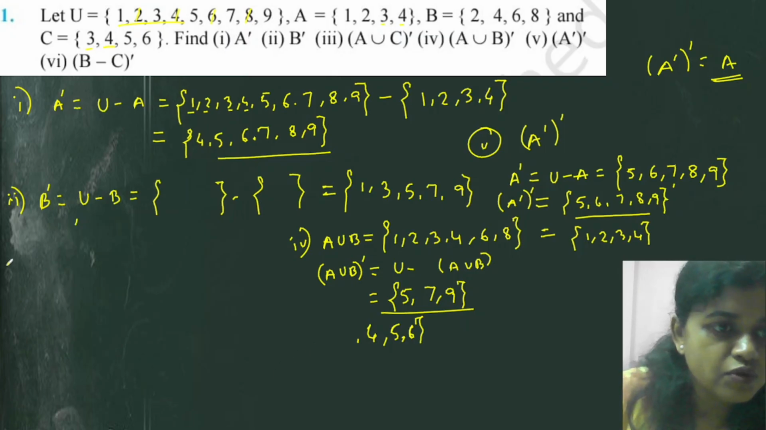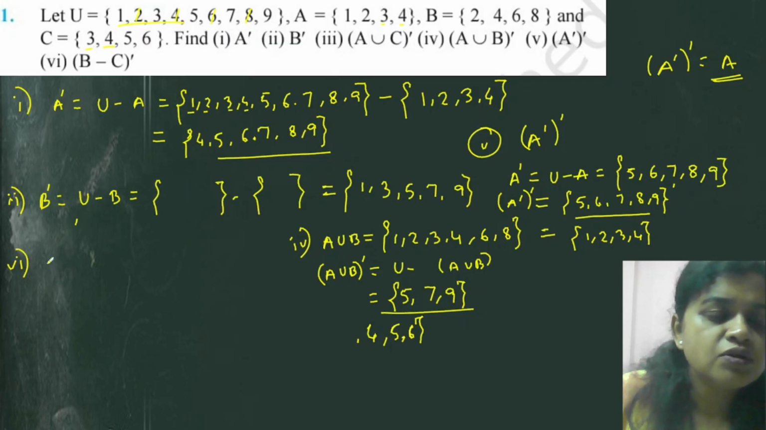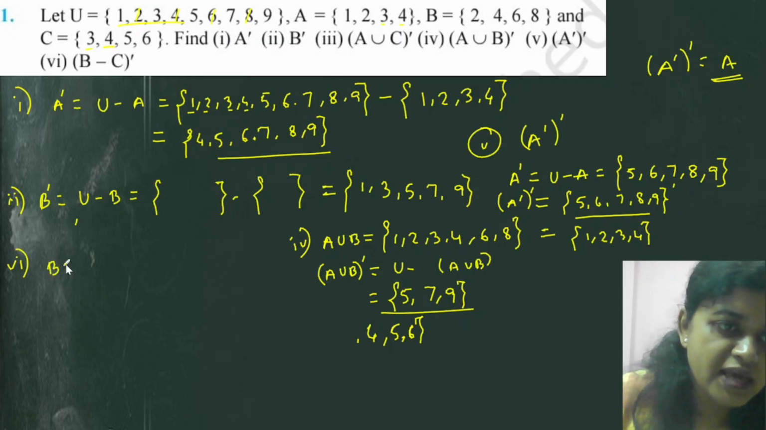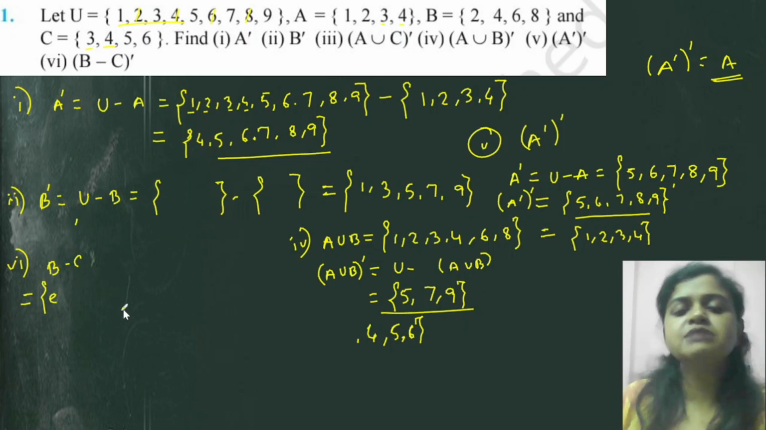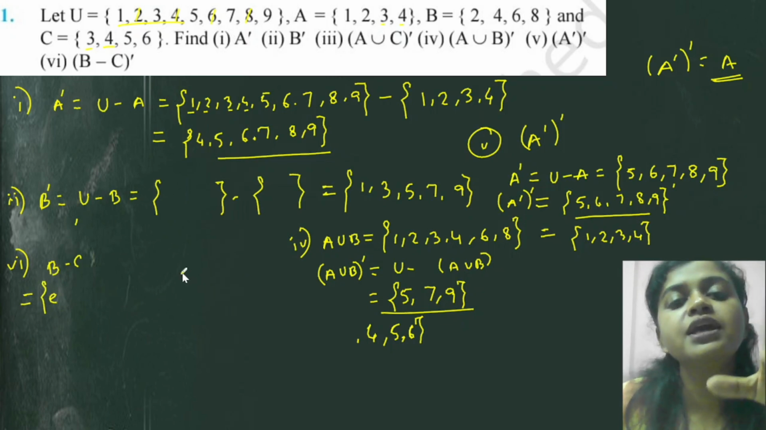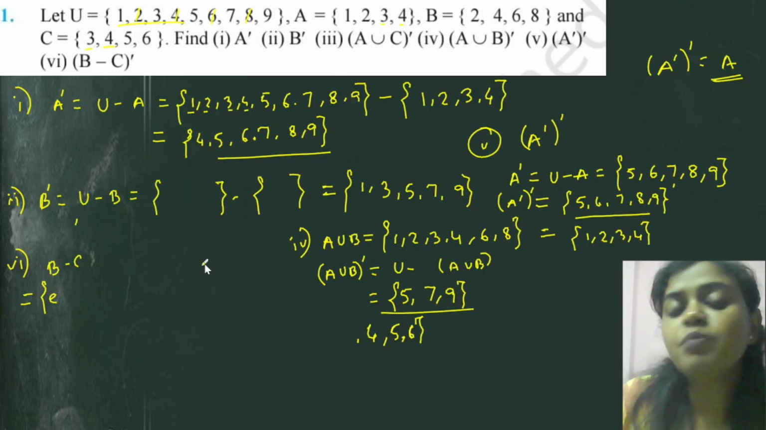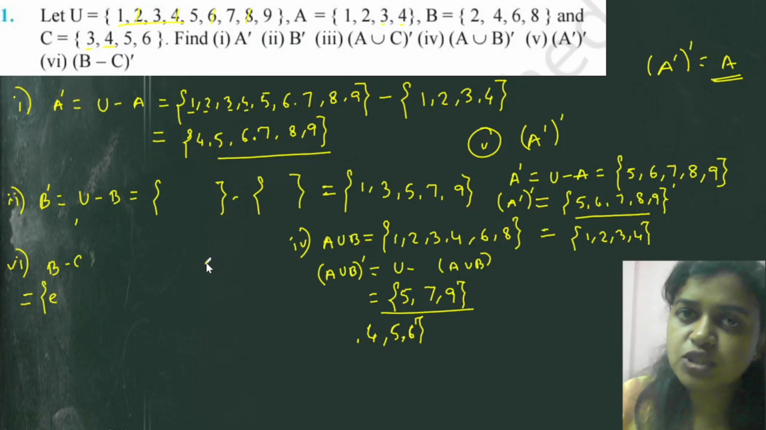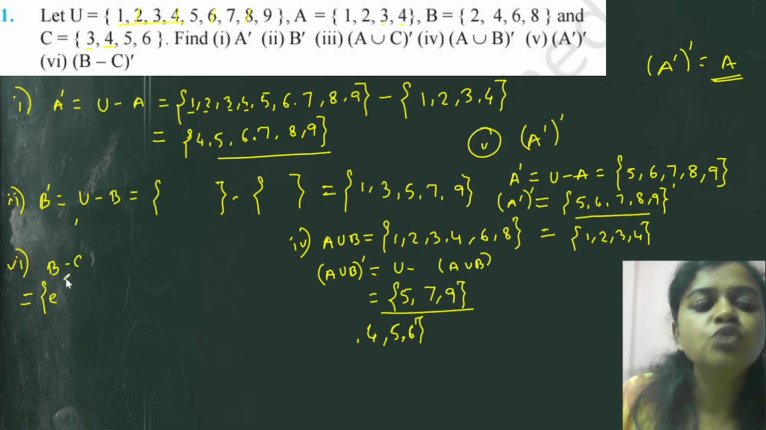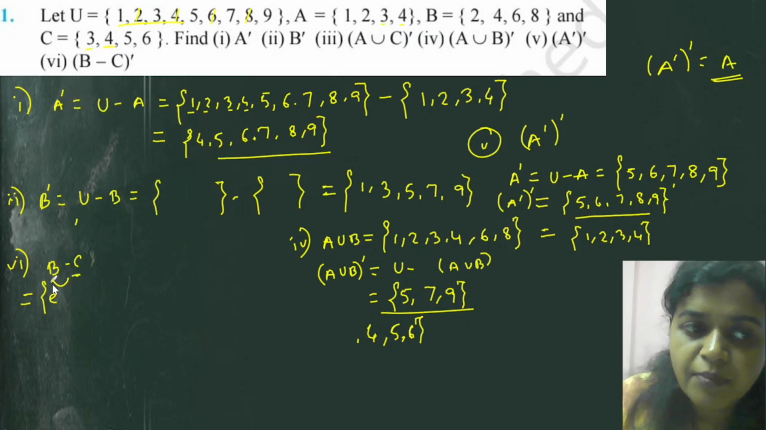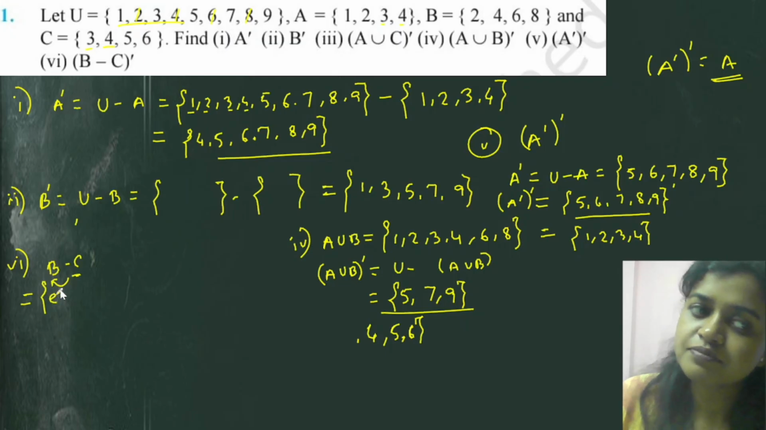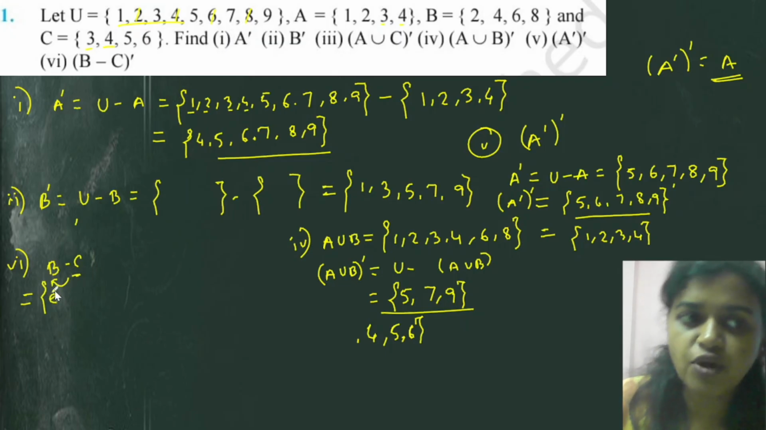Okay, so 6. B minus C complement. So B minus C means what? If I write elements of B minus elements of C, it means, suppose when we are doing U minus A, you are removing the elements of A from U. So here you have to remove the elements of C from B. Got it? Elements of C from B.